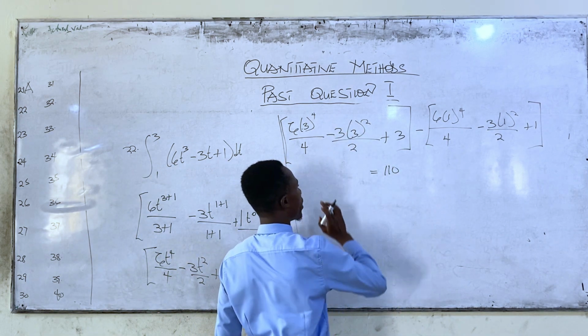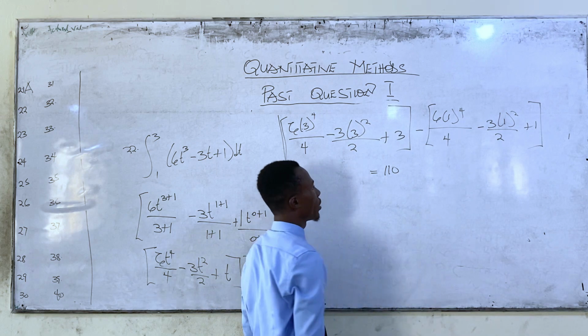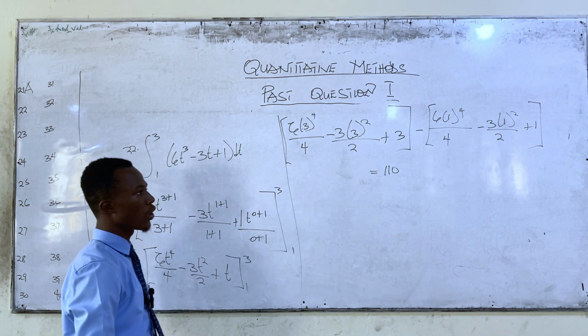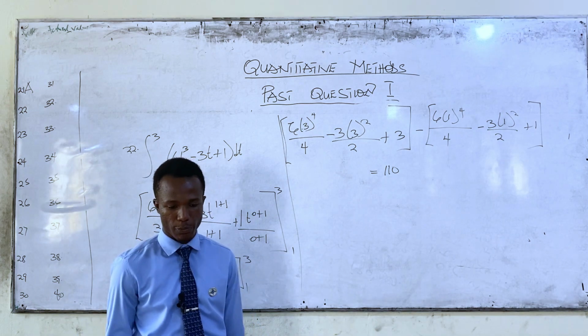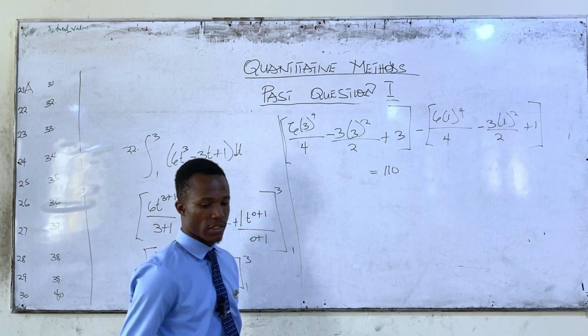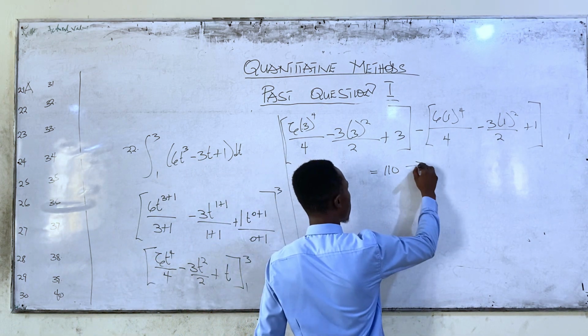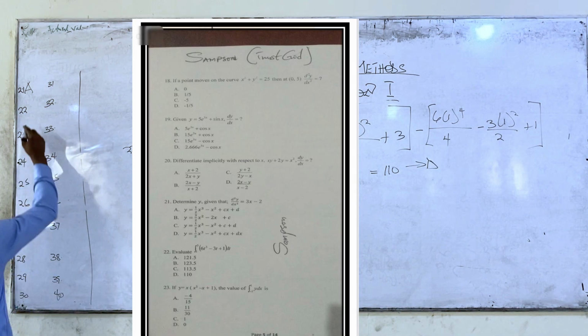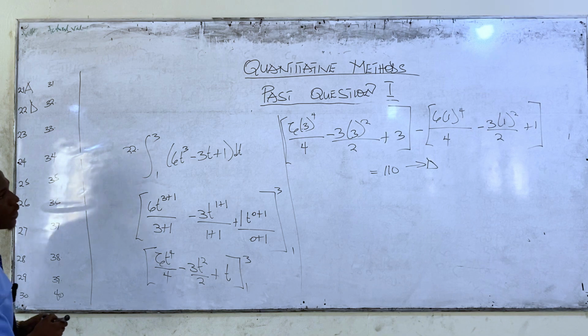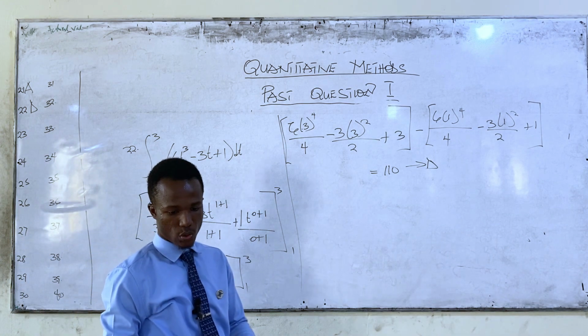You can punch this one in the calculator, punch this one in the calculator, then find the difference. But because it is MCQs, you make sure you punch all of them together to get your final answer. So you are going to get 110. That is option D. Okay, so let's look at the next question.